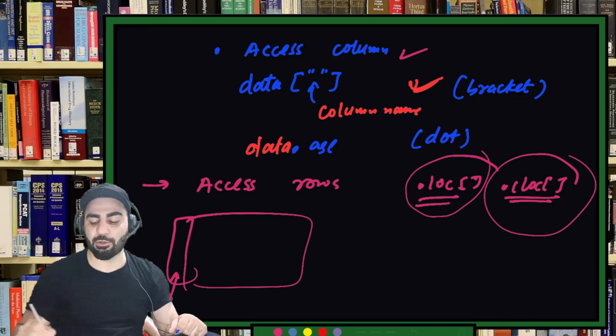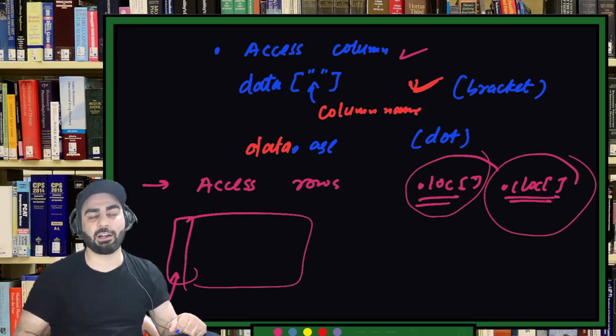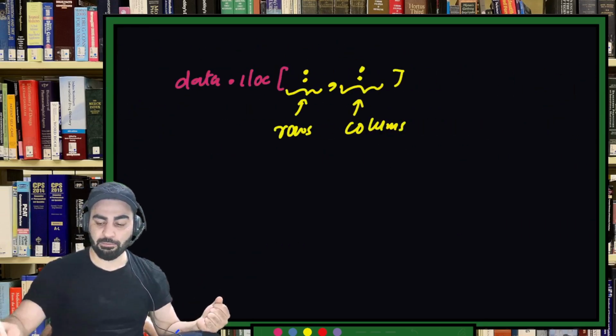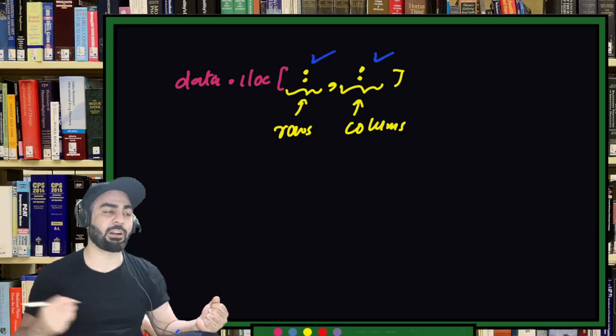Then to access these rows, we can use loc or iloc, and within that, this again is like slicing. In that you can select the rows and columns that you want to select.